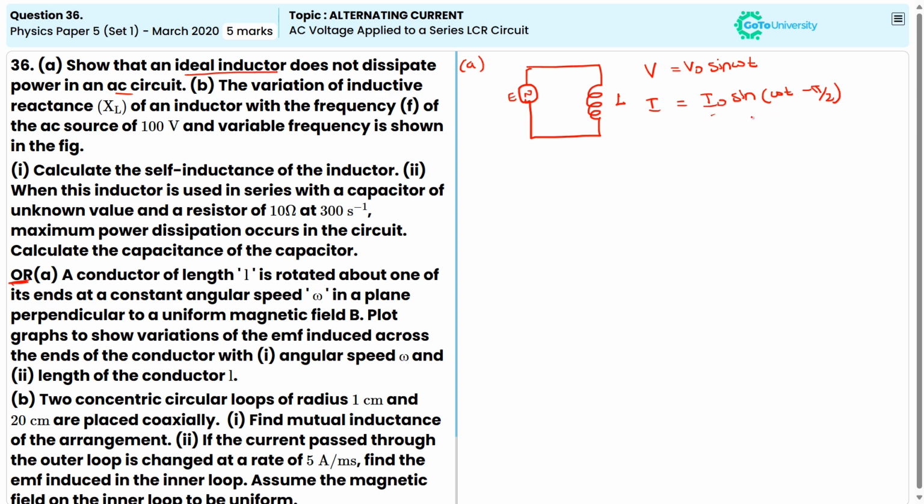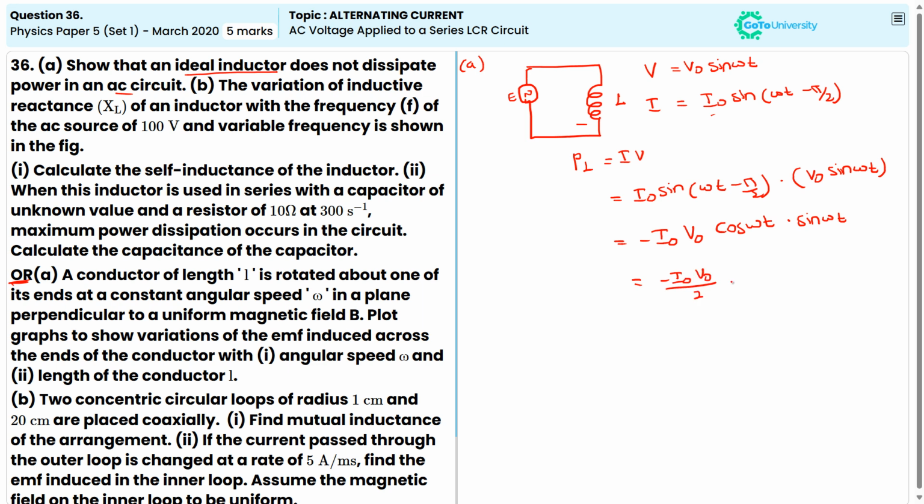Now, the instantaneous power delivered to the inductor is the product of instantaneous voltage and current. So what is I here? I naught sine of (omega t minus pi by 2), and V is nothing but V naught sine omega t. So we can write minus I naught V naught cos omega t into sine omega t. So we have minus I naught V naught divided by 2 into sine 2 omega t.